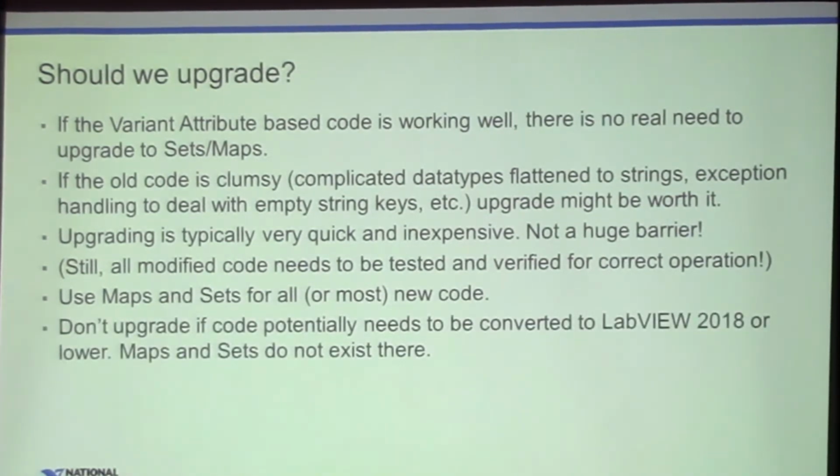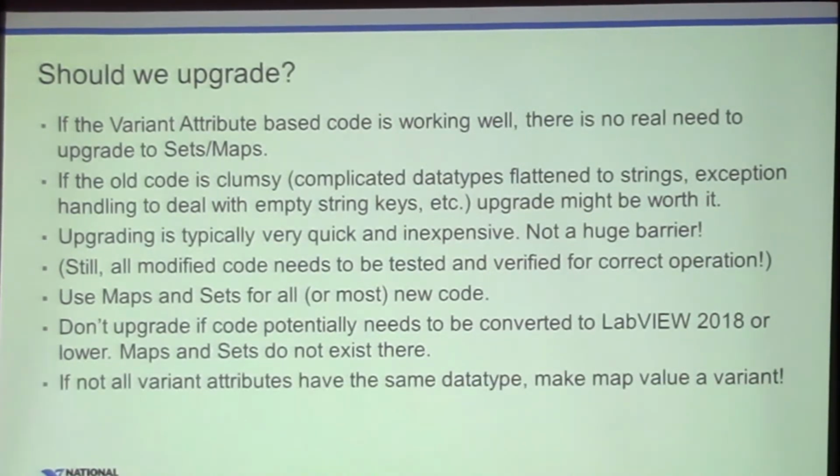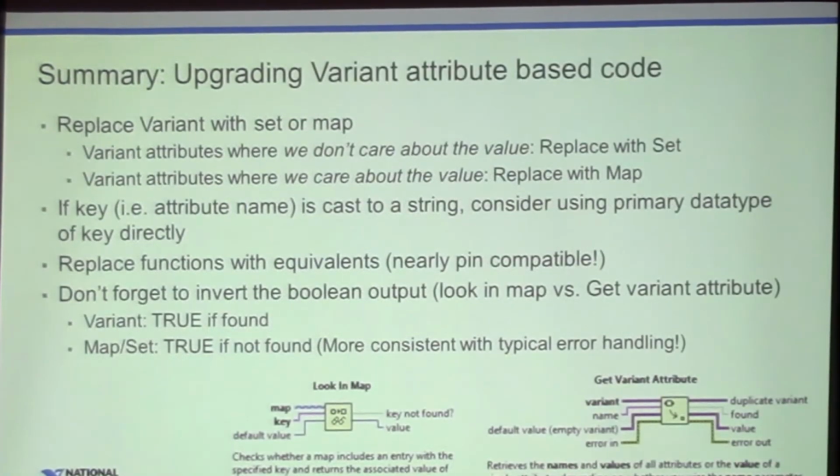Don't upgrade if you potentially need to convert down to 2018 or lower, because maps and sets don't exist in these versions. So you're stuck in 2019 and newer once you use maps and sets. If not all variant attributes have the same data type, make the map value a variant. That's what Chris said. So you can do that.